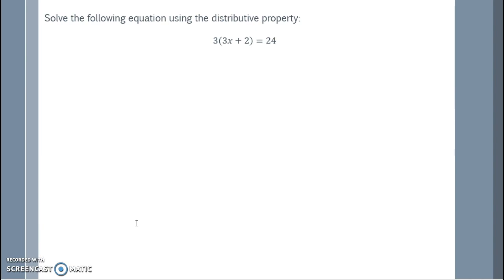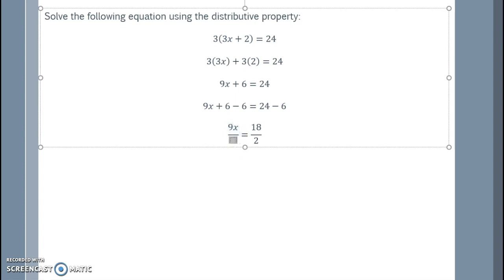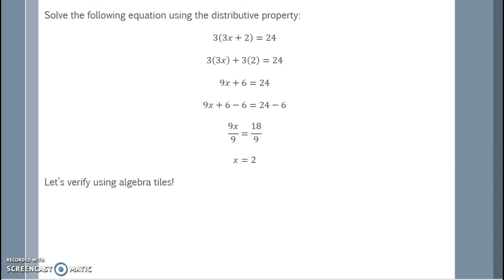Solve the following equation using the distributive property. So 3 times the quantity 3x plus 2 is 24. So we need to share and distribute the 3 with each piece, giving us 9x plus 6 equals 24. Now using the same operations on both sides, we will subtract 6 from both sides, giving us 9x equals 18. Dividing each side by 9, not by 2, gives us x equals 2.